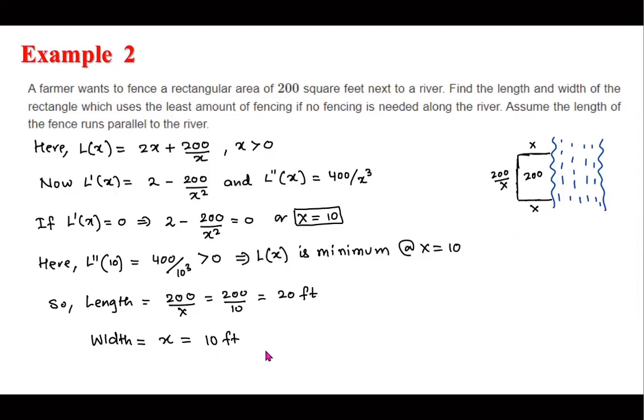So here also we use the second derivative test to find the minimum length of the fence. We can use the second derivative test to either maximize or minimize the value of the function. Both of these are word problems, and we use the second derivative test to solve them.